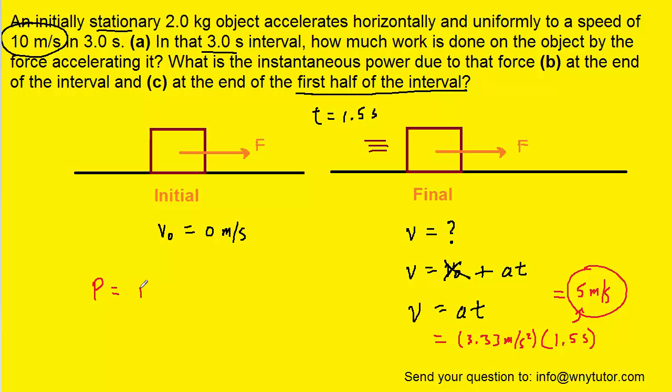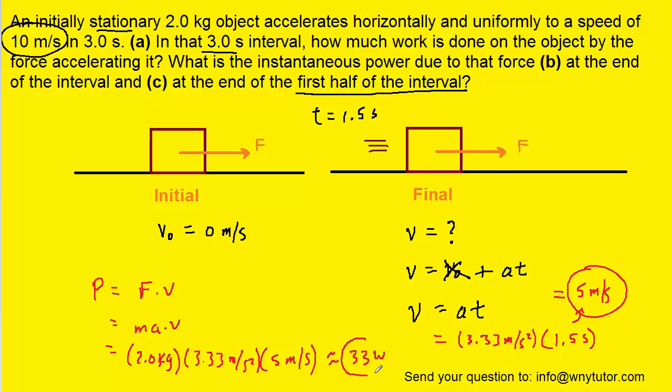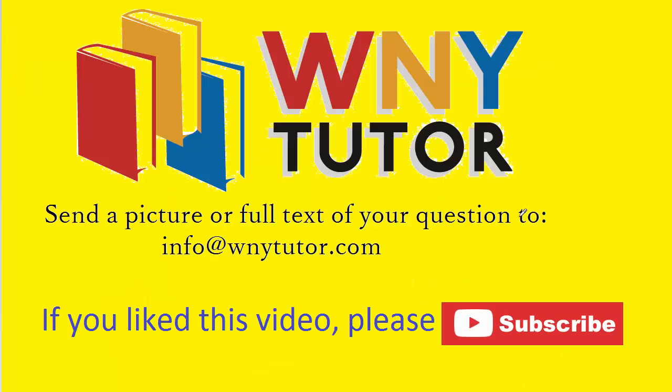And so now we can return to the power equation, which is just the force times the final velocity. We can replace force again with mass times acceleration, and then we'll plug in the known values. And when we process that calculation, we get an instantaneous power approximately equal to 33 watts. So this would be the correct answer to part C.